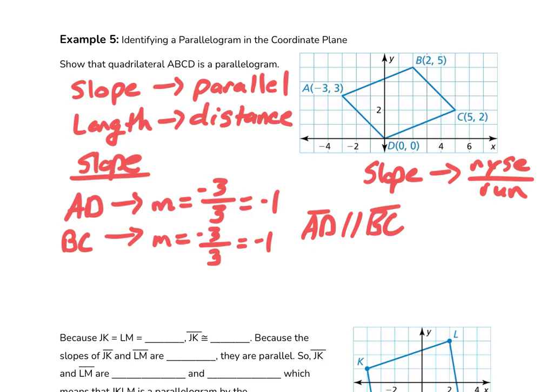But that's not enough, okay? One pair of sides parallel is not enough. We also have to prove that AB and CD are parallel. So now we're going to do AB. To go from A to B, we're going to go up 2, and then we're going to go over 1, 2, 3, 4, 5. Up 2 over 5.